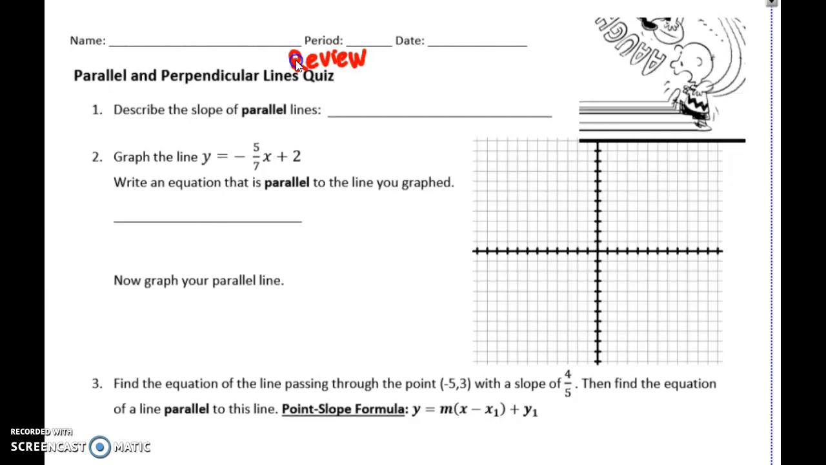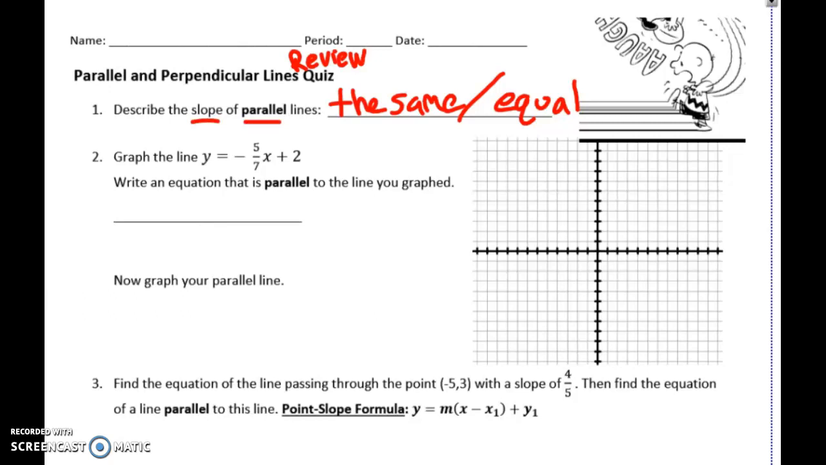So if you're looking at number 1, we should know this. Describe the slope of parallel lines. You can say they are the same, or you could say that they're equal. However you want to say it, you've got to know that the slopes of parallel lines are the exact same number.